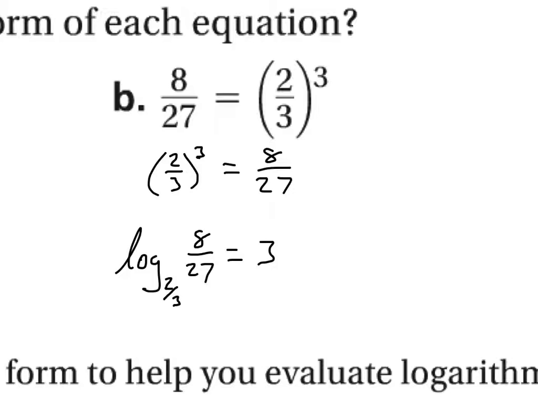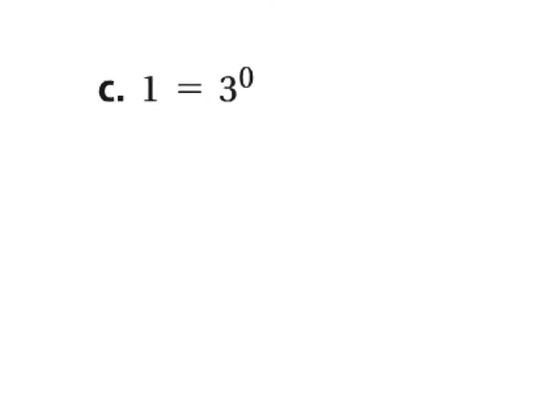Okay? And our last one here, rewriting that as 3 to the 0 power equals 1. So therefore we have log equals 0. Log base what? 3 of 1. Okay, and again, that means 3 to the 0 power equals 1. What is 5 to the 0 power? 1. What is 7 to the 0 power? 1. What's the square root of 2 to the 0 power? 1.